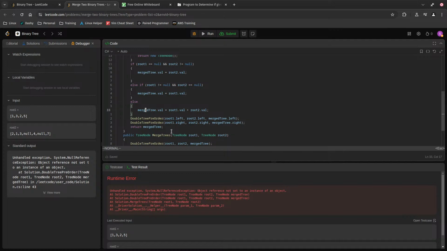Unhandled exception: System.NullReferenceException, object reference not set to an instance of an object, TreeNode, 1, 2, LeetCode line 43.